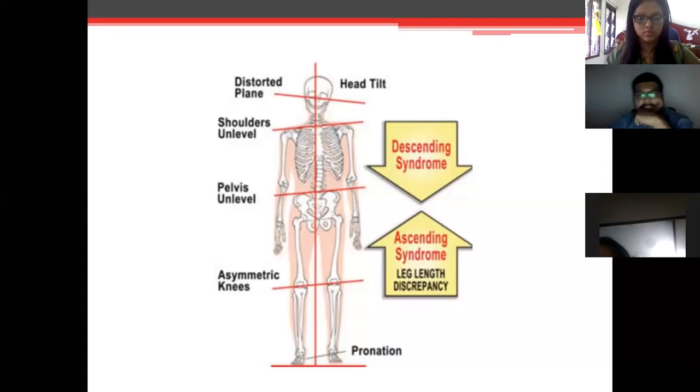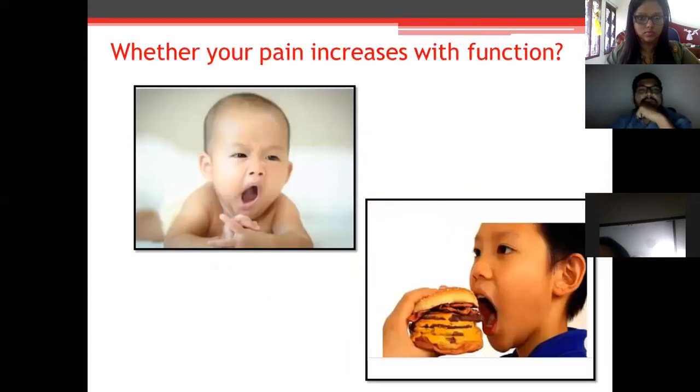Okay. Then another important question you have to ask is whether the pain increases with function. That is important. The most important function we do is chewing or eating. Mastication is the most important function we do with the mandible. So why is this important, or what are the things you can understand?